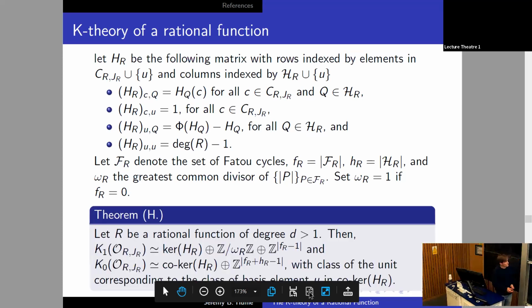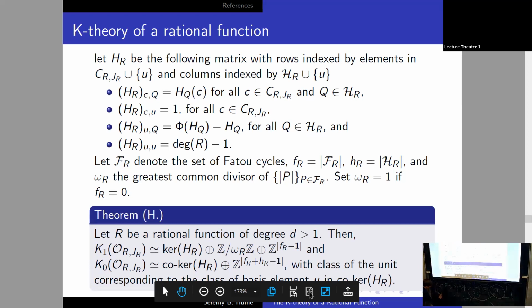So what I proved was that if r is a rational function of degree greater than 1, then K1 is going to be isomorphic to the kernel of this matrix. And by the matrix, I just mean, it's going to induce a group homomorphism from the free abelian group generated by the critical points and this extra index into the free abelian group generated by the Hermann cycles and the extra index here. So by kernel, I mean the kernel of this map.